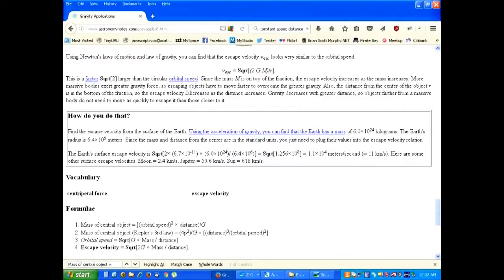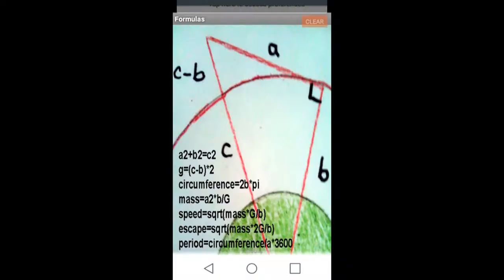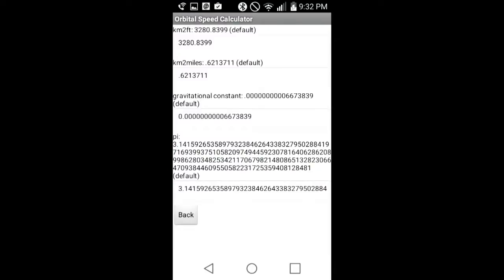What I am going to talk about is the formula for mass of an object being orbited. The formula says the mass equals the orbital speed squared times the distance divided by the gravitational constant. Here is a screenshot of my Android application I wrote called Orbital Speed Calculator, in which I used this formula in the program and have assigned A to the speed and B to the distance. Here is the gravitational constant without the scientific notation, and my program allows the user to input whatever value for the constant they choose.